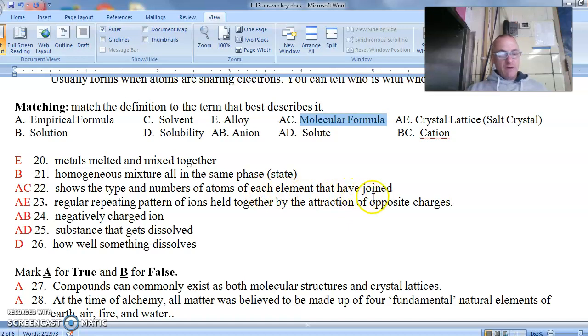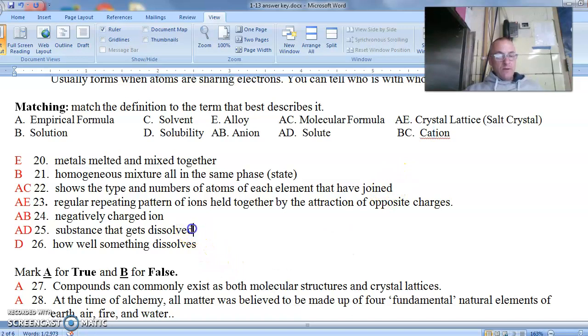What do we call the regular repeating pattern of ions held together by opposite charges? In other words, a positive, a negative, a positive and a negative, a positive and negative. A giant conglomerate of ions. That's called a crystal lattice, sometimes just salt crystal. In that crystal lattice are negative ions. What do we call the negative ion? That is called an anion. Remember, anion has an N for negative. Cation is the positive ion in a salt. The plus, the positive sign, the T in cation reminds you that that's the positive one.